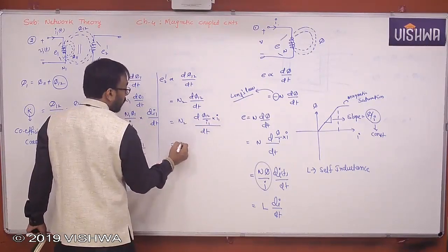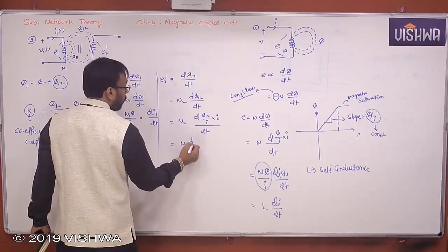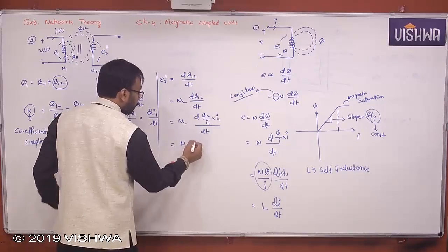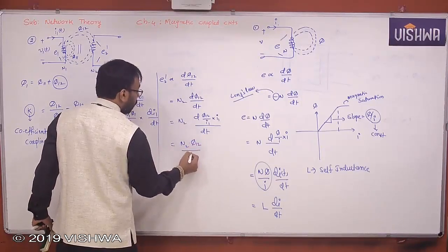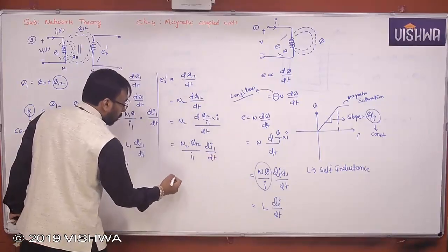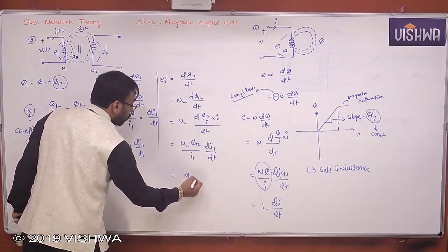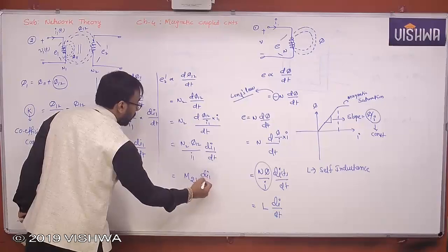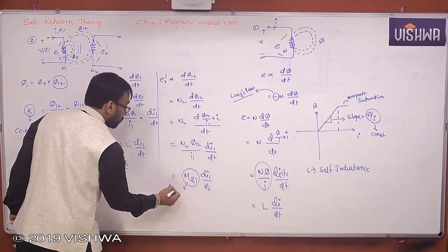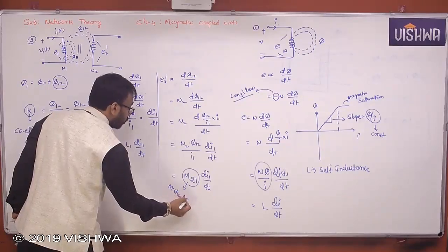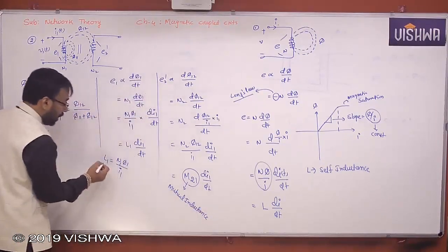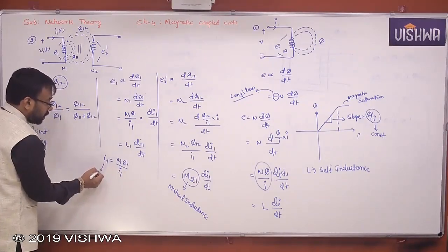Now I'll get N2, what is this? Phi12 by I1 into what? dI1 by dt. Now this is called M21 dI1 by dt. We call it mutual inductance. Mutual inductance. What was it called? Self-inductance.